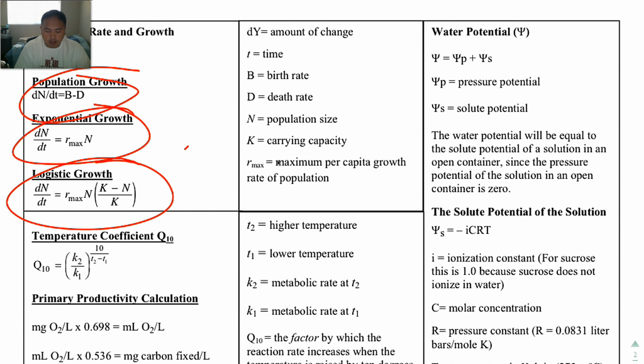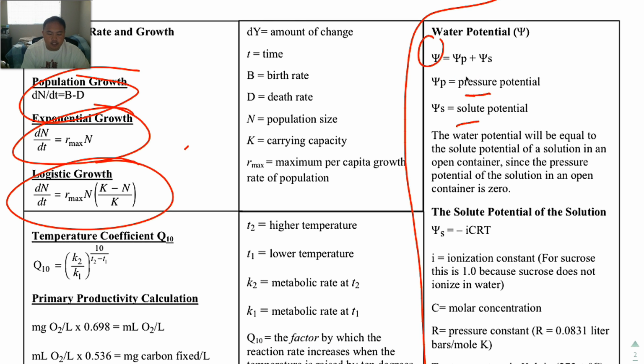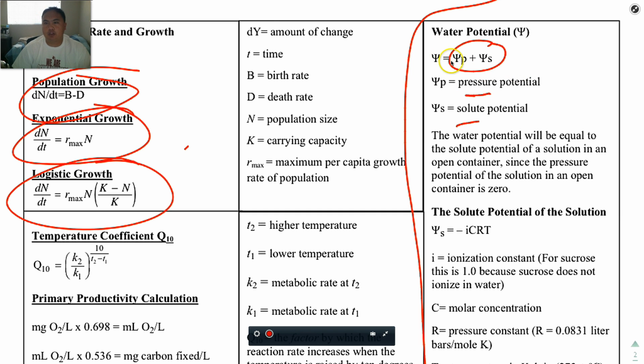The one thing that you might not be familiar with is water potential, which is right here. The water potential is equal to the pressure plus solutes. They might give you this and you have to solve for the S, or they give you P and S, and you have to solve for the general water potential. But it's a very simple formula. If I want to know the water potential, you have to add the pressure plus the solute.